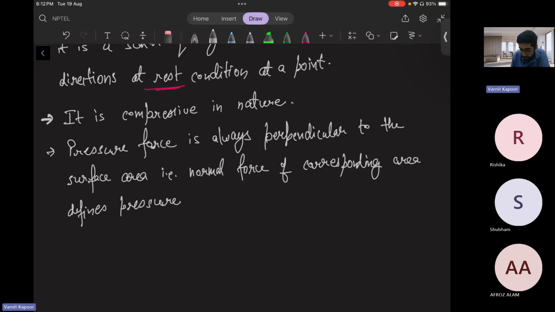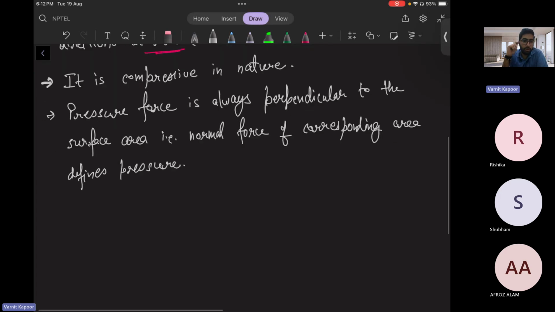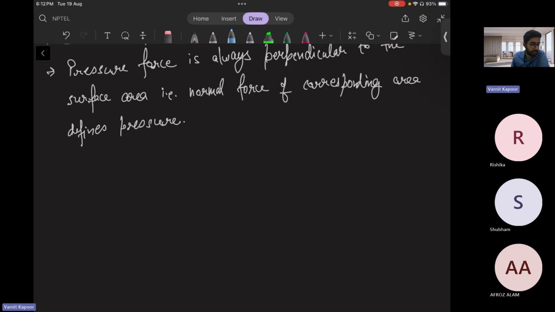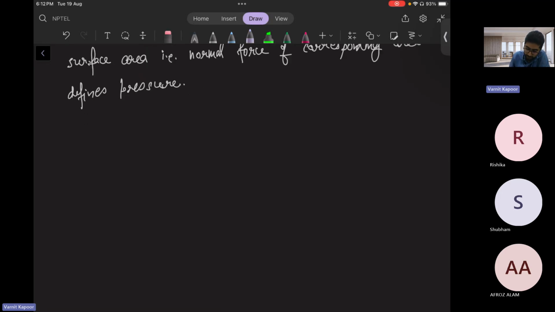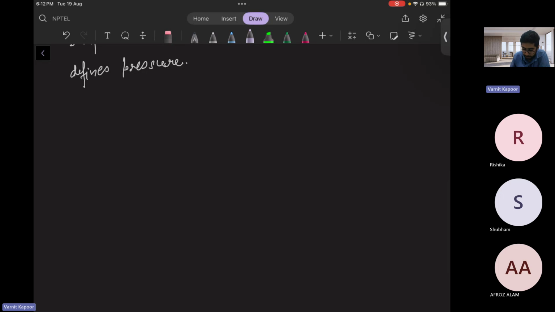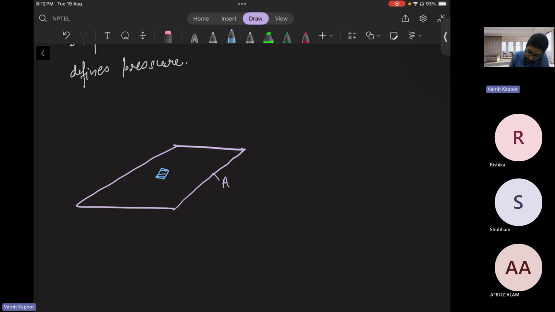What do I mean by that? Let us understand this. Suppose I have a plate like this, with complete area A. Suppose I take a small elemental area in this much. So this has area dA, small elemental area dA.